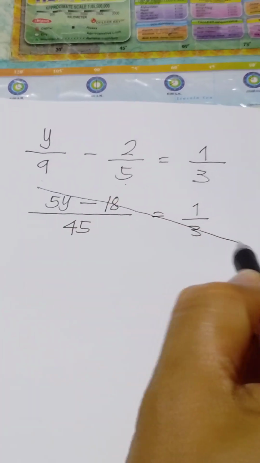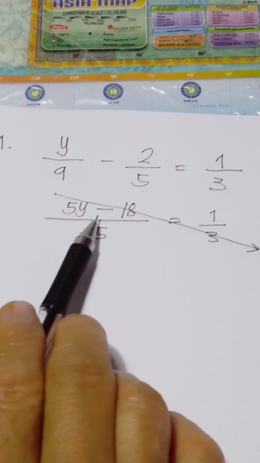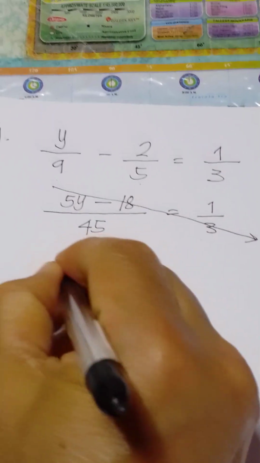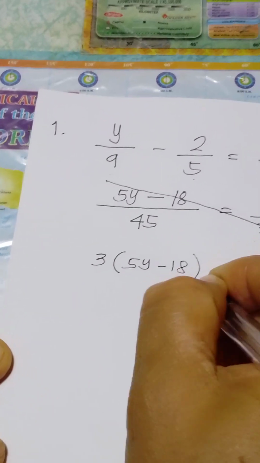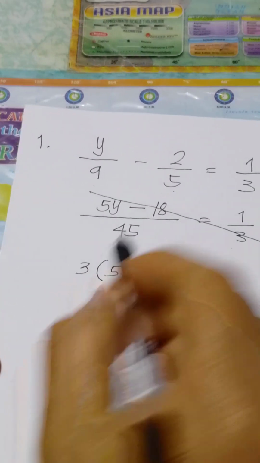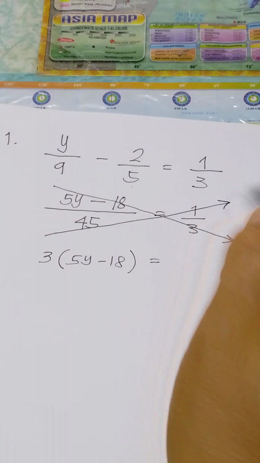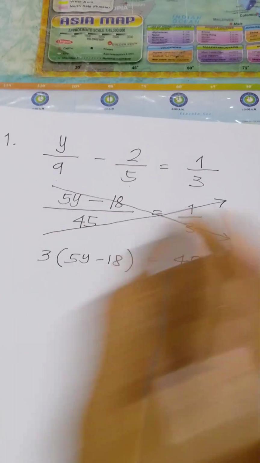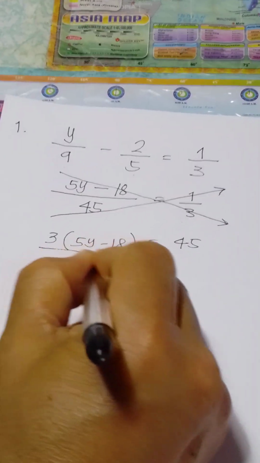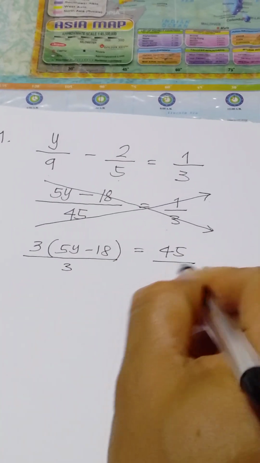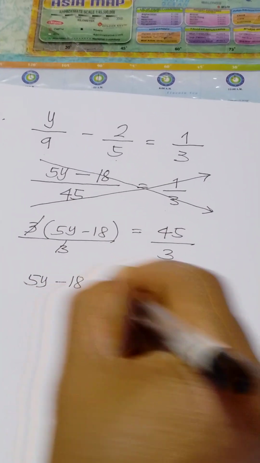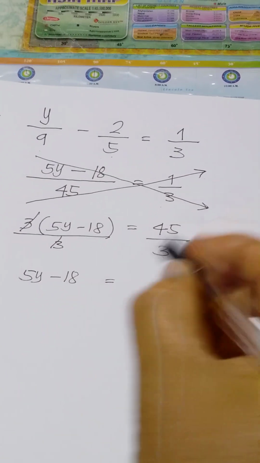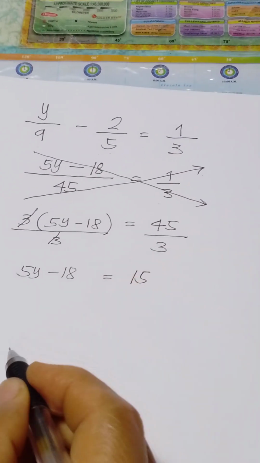Next thing to do is I have to cross multiply this one. So between 5y minus 18 times 3, I have here 3 times 5y minus 18. Next I have to cross multiply 45 and 1. So I have 45. I have to divide this one by 3, both sides. Cross out. So 5y minus 18 is equal to 45 divided by 3, which is equal to 15.